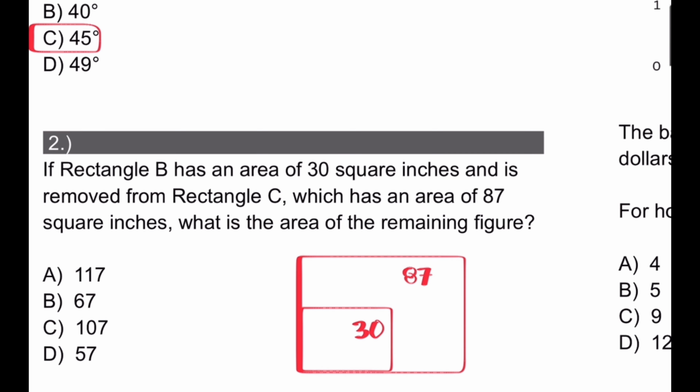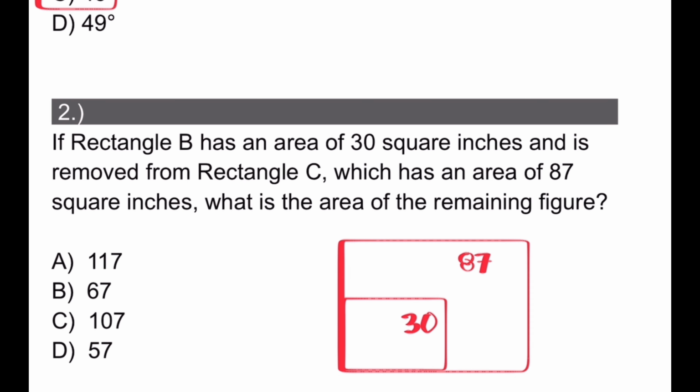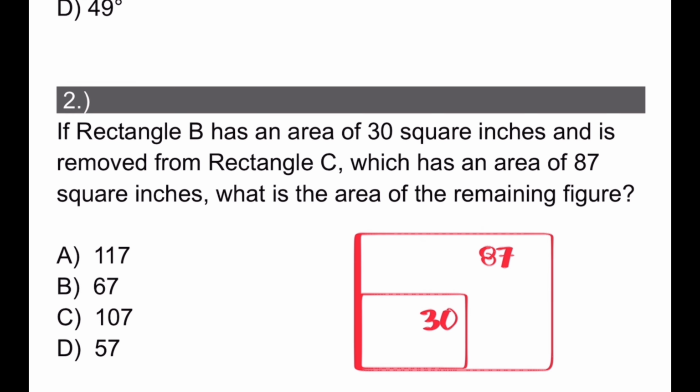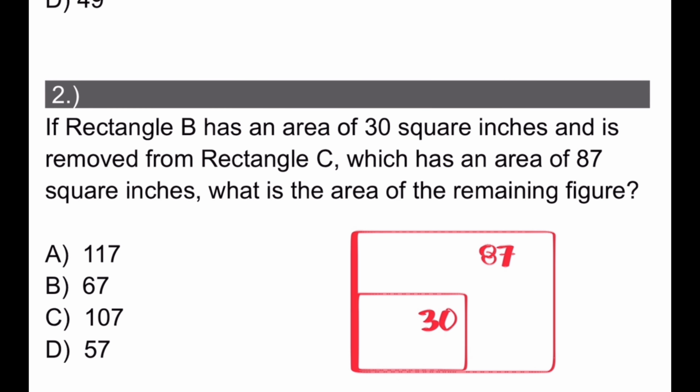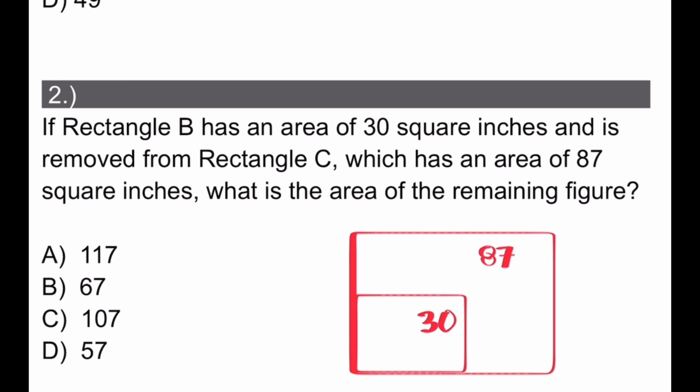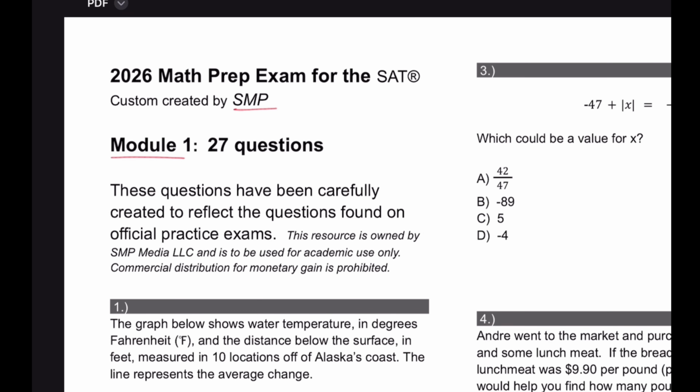Question 2. If rectangle B has an area of 30 square inches and is removed from rectangle C, which has an area of 87 inches, what is the area of the remaining figure? I drew a little diagram so you can kind of visualize it there. We're just going to take 30 out of 87 and you get 57. That's it. Moving on to number 3.